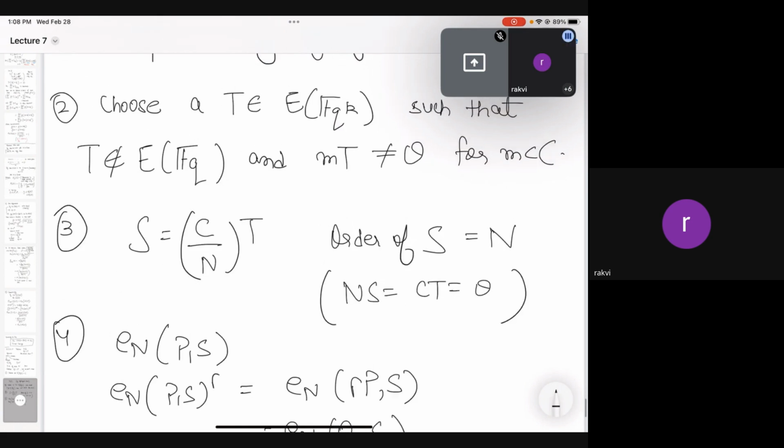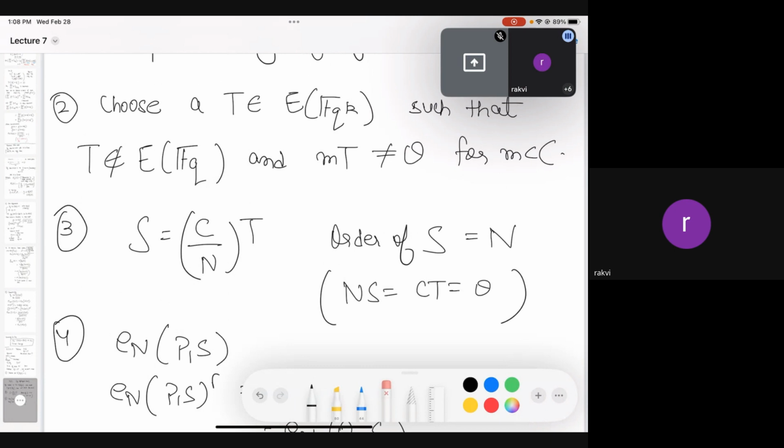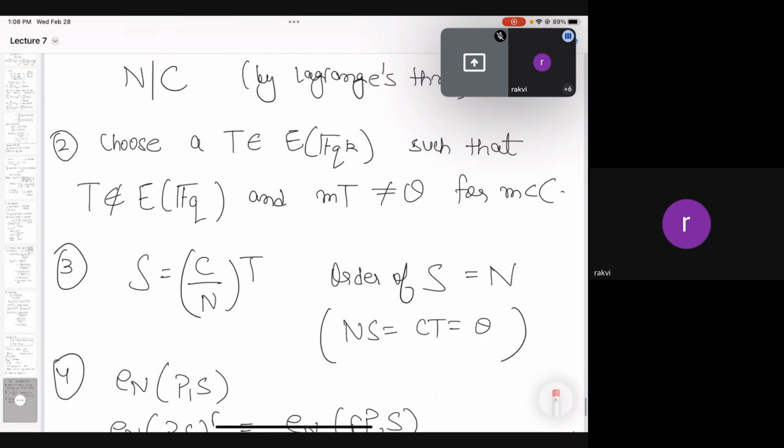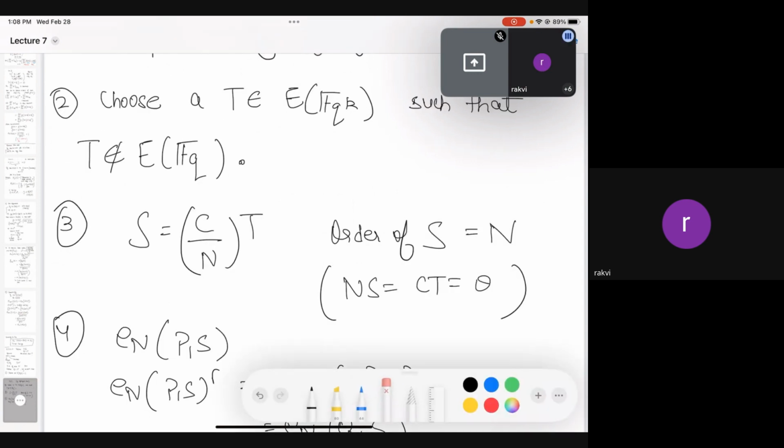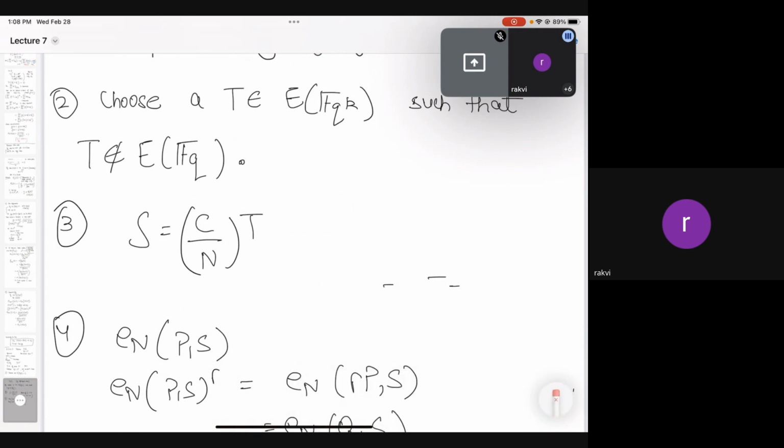Actually, doing this, I've realized I don't need this extra condition because it is too strong. I don't want my order of S to be n. I simply want n times S to be 0. So this suffices, and I don't have to do this. I simply choose this and define my S like this, and I don't care whether the order of S is n or not. It's okay because I know n times S is 0. But I have to be sure that S is not identity.